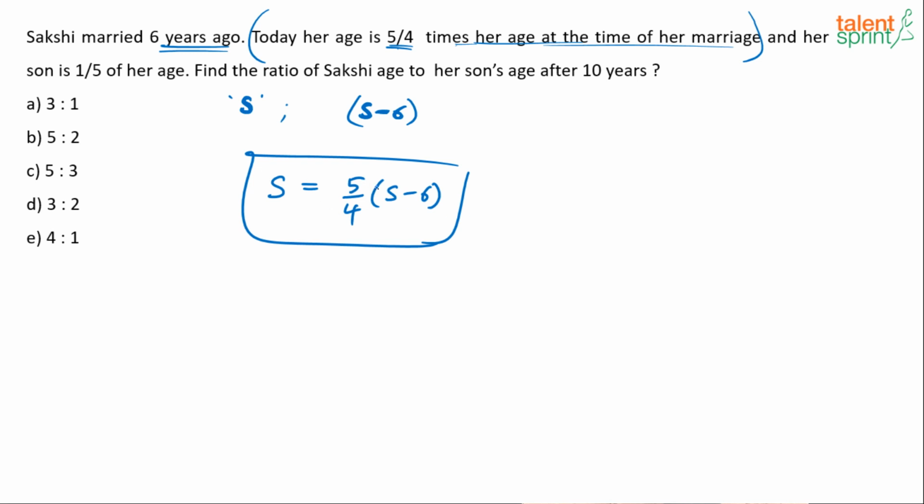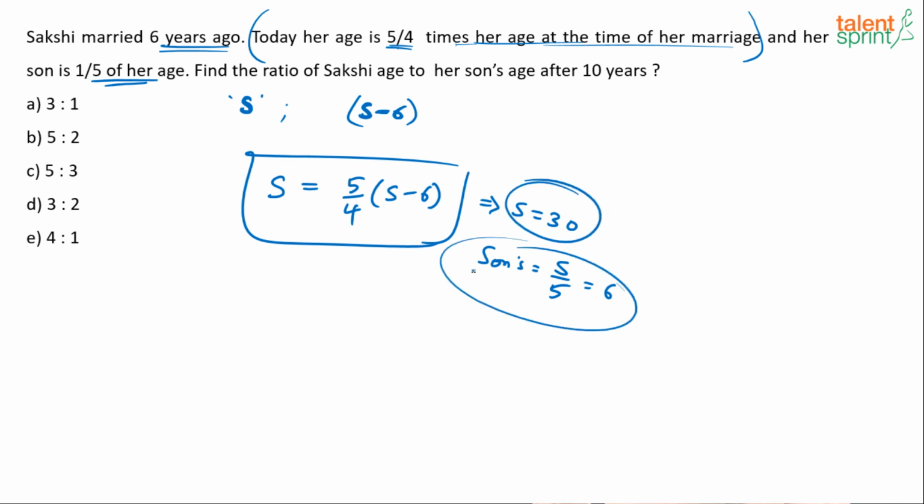Now what happens? 4S and 5S. So S is equal to 30. That's it. S is 30. What else does he say? Her son's age is 1/5 of her age. What will be the son's age? 1/5 of S. S by 5, which is 6. Now, Sakshi's present age is 30. Her son's present age is 6 years.